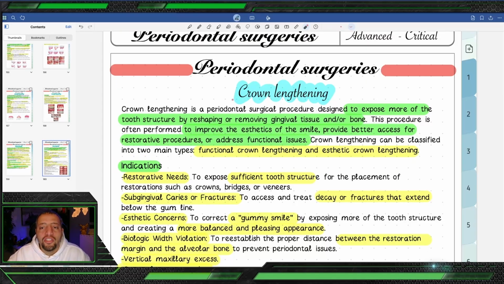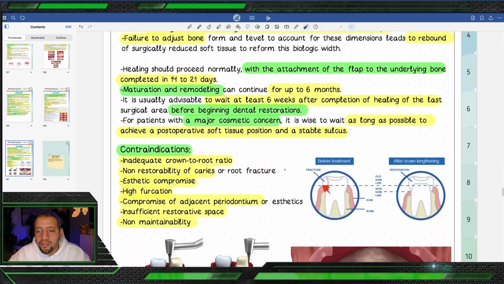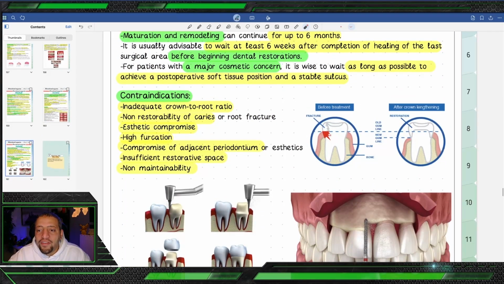Finally, we have one last surgery which is called crown lengthening. Before we discuss it, let's see a picture to make your life easy. So you have caries or you have a fracture, this fracture ending up being subgingival, close to the bone.